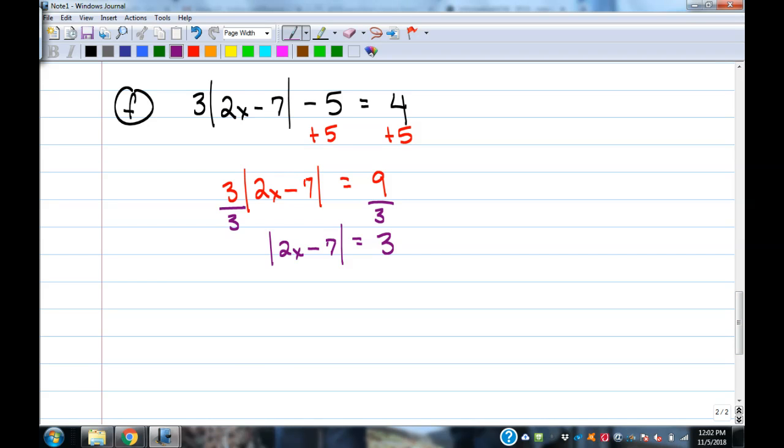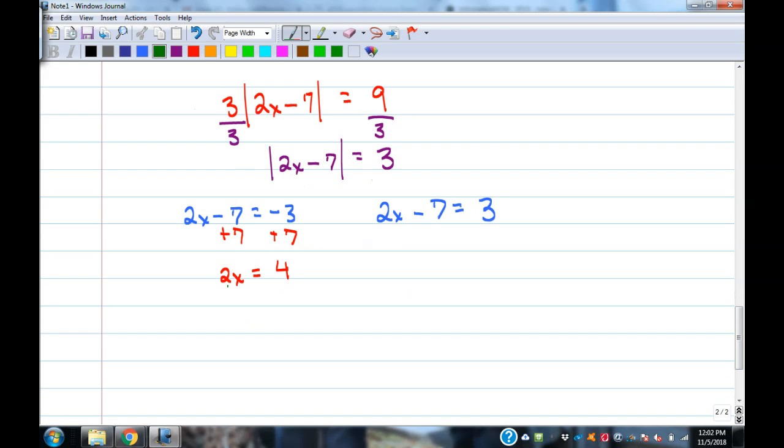Now we can set up an equation, or 2 of them. What are our 2 equations? 2x minus 7, whatever's on the inside of the absolute value, is equal to negative 3. And then 1 is equal to the positive side. And then solve each of those. So what's the first move to solve this problem? Add 7. 2x is equal to 4. Divide by 2. X is equal to 2.